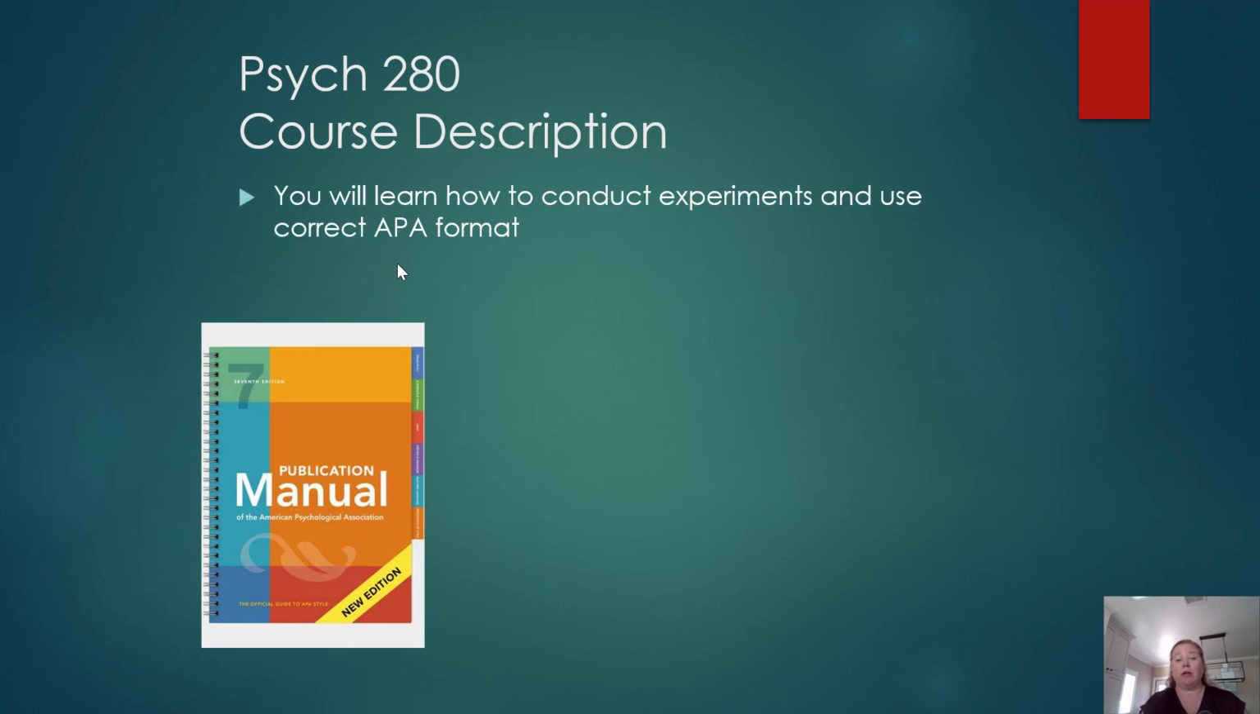So just to tell you a little bit about this class, the whole idea of this class is that you will learn how to conduct an experiment and use correct APA format. But there's a lot more to it than that. Before you can conduct an experiment, before you can write up an APA formatted paper, you have to learn all the basic components of the experiment.